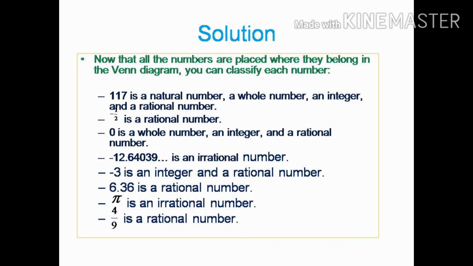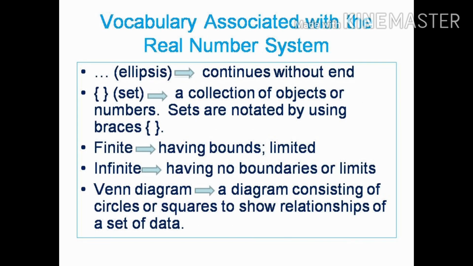Okay. Here we'll see the vocabulary associated with the real number system. We use this dot dot dot, that is called ellipsis, which means continues without end. The next, curly braces or flower braces, we say set. It is named as set. What do you mean by that? A set is a collection of objects or numbers. Okay, and the next one is finite. We use that, finite. I said already, it is countable, finite means having bounds, limited. Infinite, having no boundaries, and it is not limited.